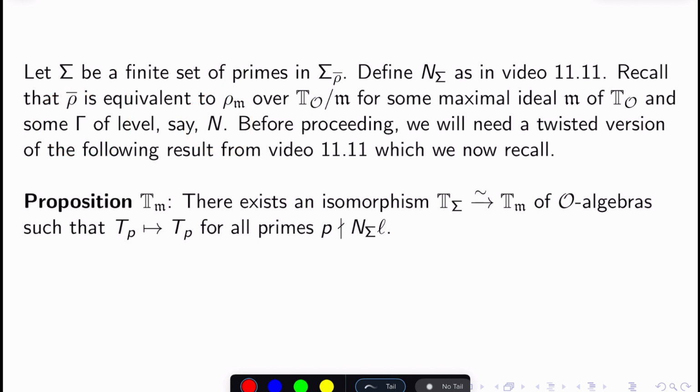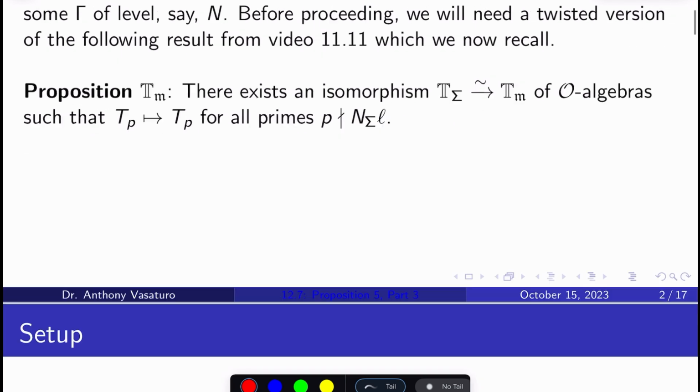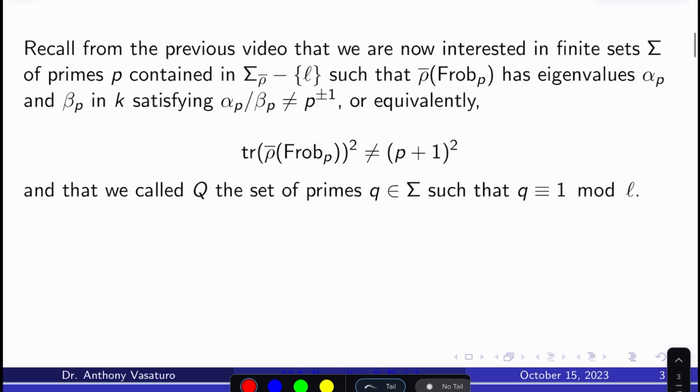Before proceeding, we're really going to need a twisted version of the following result from video 11.11, which we'll recall now. So we've already proven this. We called this proposition t sub frac m. It said there exists an isomorphism between t sub sigma, the type sigma Hecke algebra, and t sub frac m, and this is an isomorphism of O algebras that sends TP to TP for all primes P not dividing n sub sigma times L, where L is the characteristic of rho bar. Okay, so we already have this. We're going to need a different version of this.